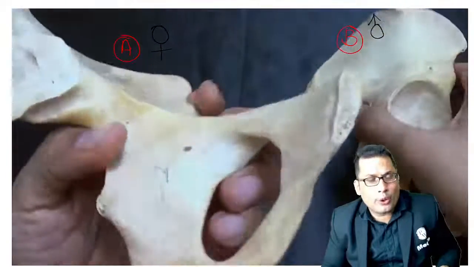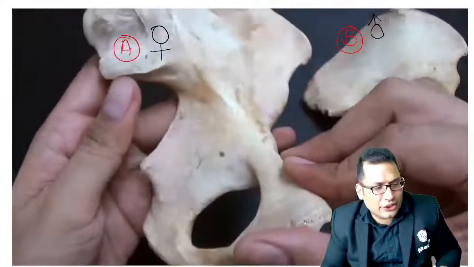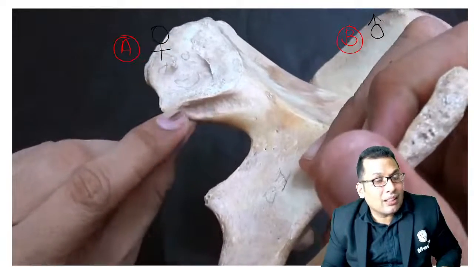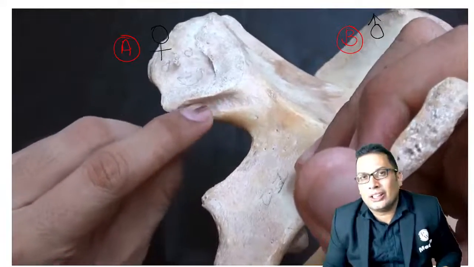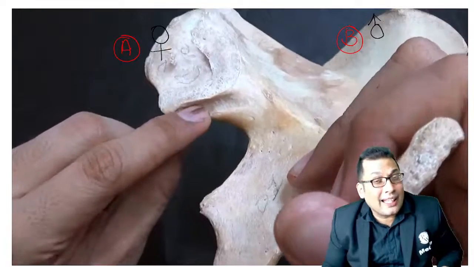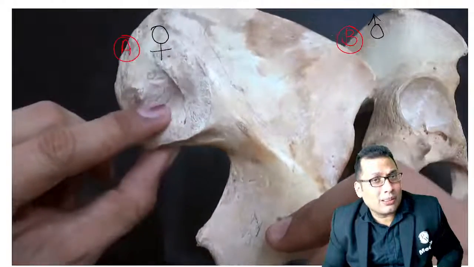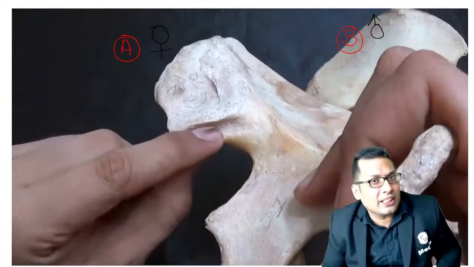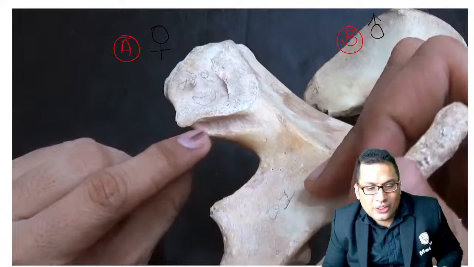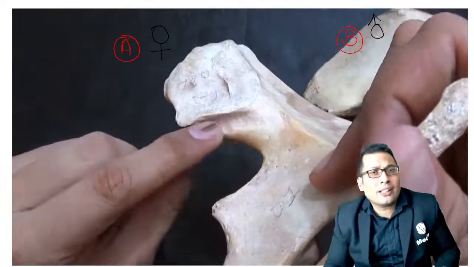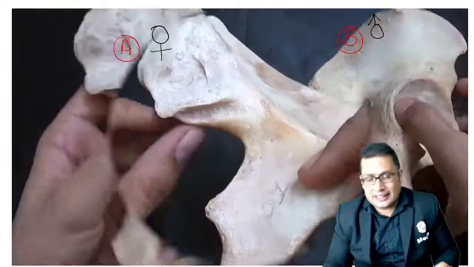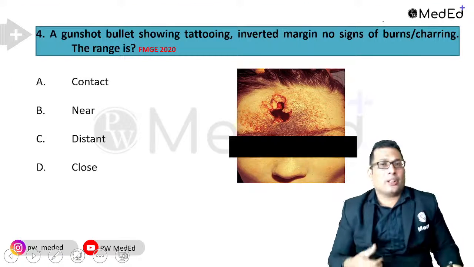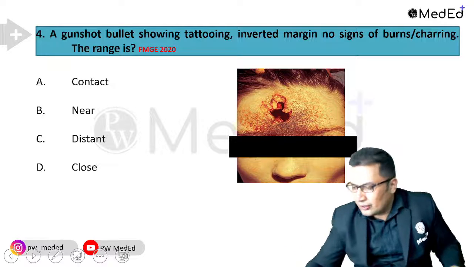And one more very important point you can see in the picture is the preauricular sulcus. Because of the attachment of the sacroiliac ligaments, the preauricular sulcus is prominent after childbirth in the female pelvis, and absent in the male pelvis. So these two are very important topics, very commonly asked in your exam. You must know. Next question is about gunshot injuries.